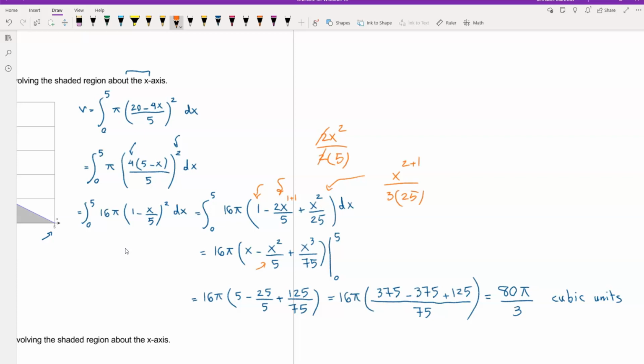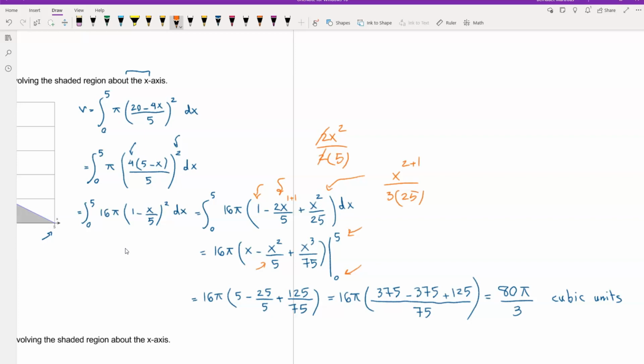So instead of x, we have to use 5. And we have to use 0. We don't need to write 0, because we're going to have 0 times 16 pi, so that will be 0. So I used 5 instead of x, and that is equal to 16 pi times 5 minus 5 squared divided by 5 plus 5 cubed divided by 75. And again, if you want to use 0, you're going to have minus 16 pi times 0 minus 0 squared divided by 5 plus 0 cubed divided by 75, and that part is 0. So we don't need to write it.